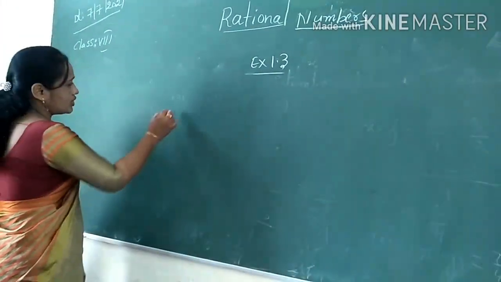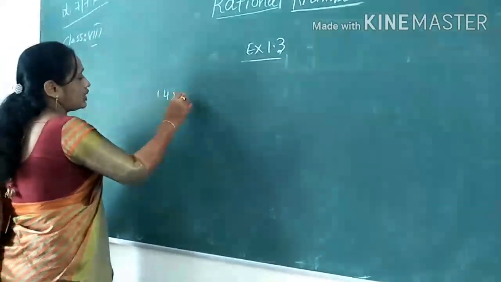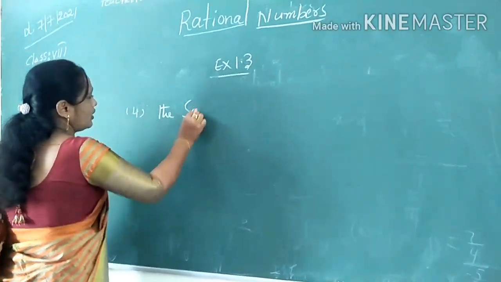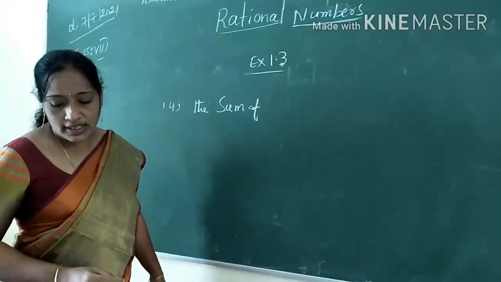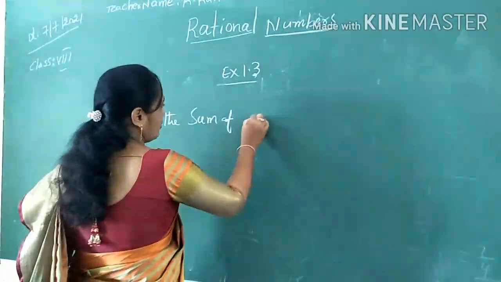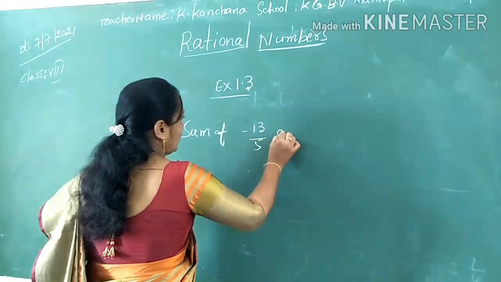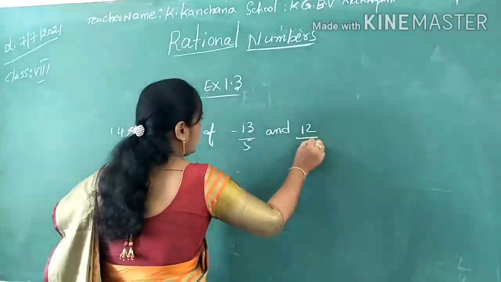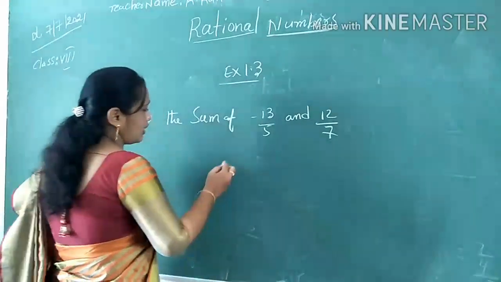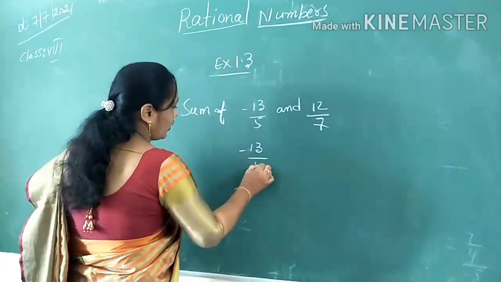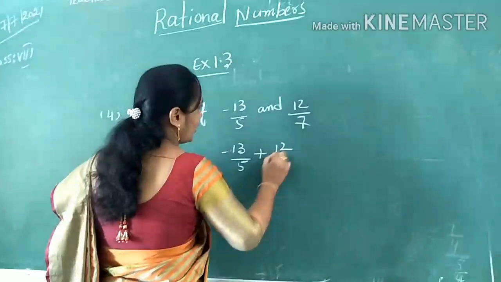The sum of the first one and the fourth one. The sum means addition. Sum of what? Of minus 13 by 5 and 12 by 7. First we have to do the sum. Sum means minus 13 by 5 plus 12 by 7.